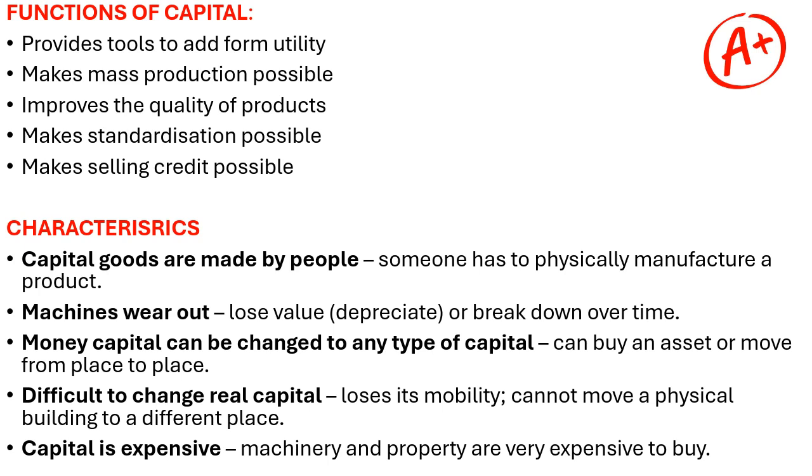Then the bank will take it and lend it to Tabang, then take a certain bit and lend it to Robert, and take certain money to move it to Helena. So it's moving from one place to another. So money capital can be changed into any type of capital.